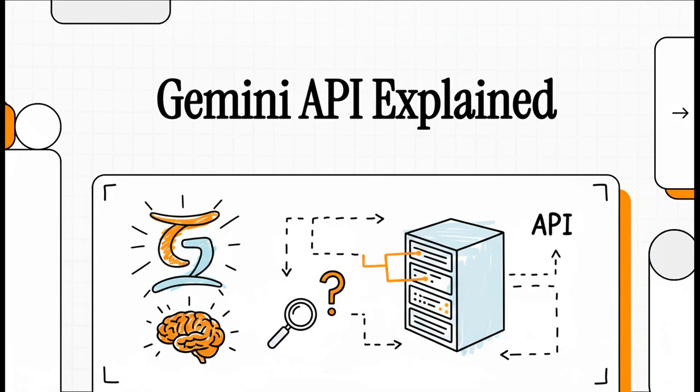All right, let's dive right in. Today, we're talking about one of the most powerful tools out there in the AI world, Google's Gemini Developer API. We're going to break down what it is, what makes it so special, and how you can start using it.